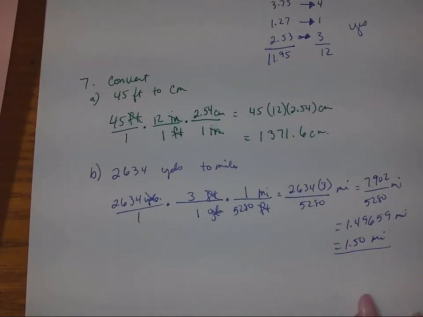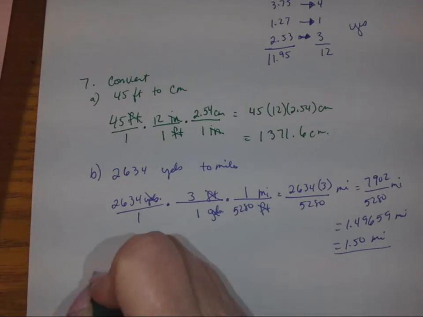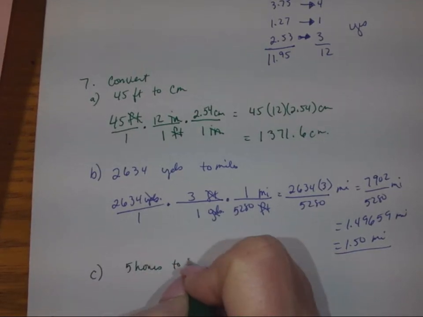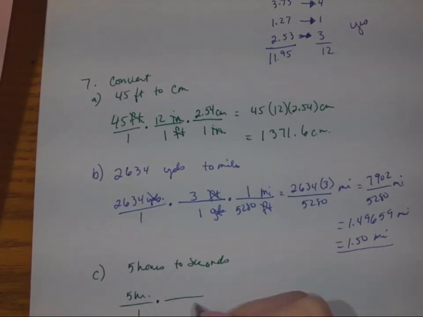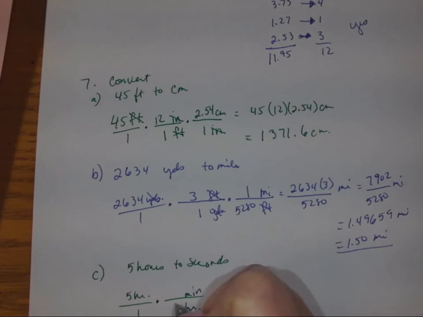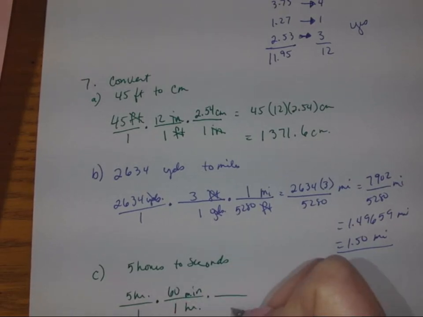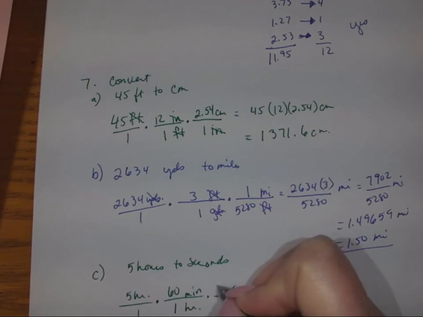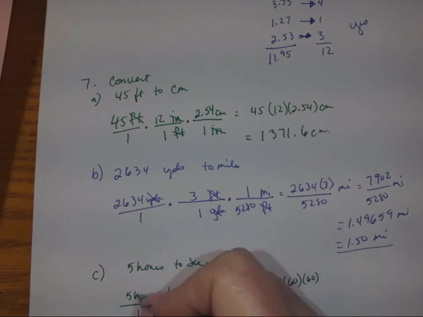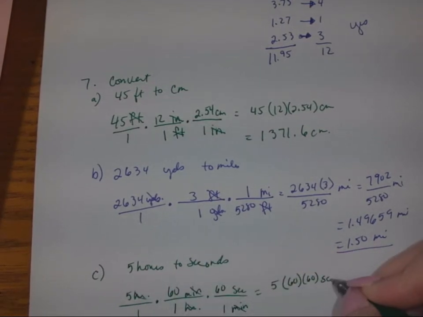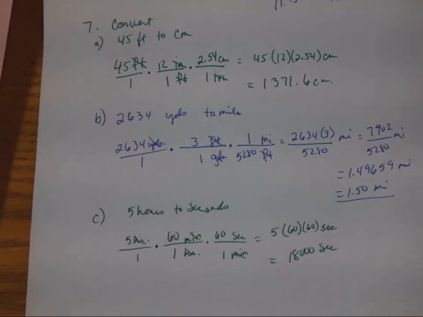All right, the next one we're going to do is 5 hours to seconds. So we're going to start with 5 hours. We can't do hours to seconds, but we can go hours to minutes, and we know in 1 hour there are 60 minutes. And then I can take minutes to seconds, and we know in 1 minute there are 60 seconds. So we'll have 5 times 60 times 60, and our hours canceled, our minutes canceled, we're left with seconds. When we multiply that out, we get 18,000 seconds in 5 hours.